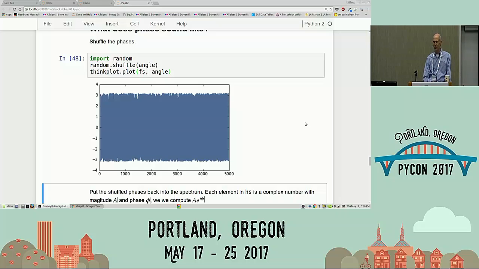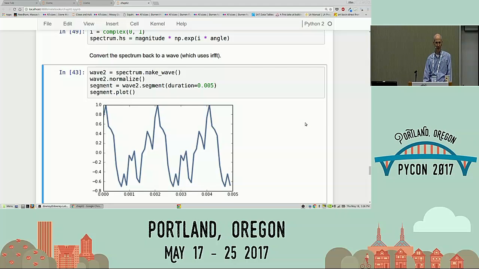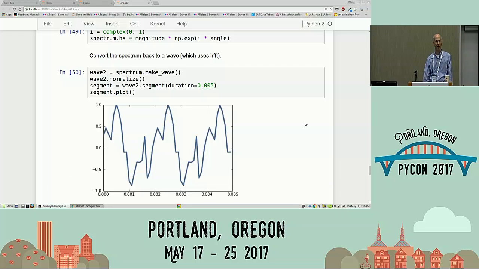So I used random.shuffle to just take all those phases and move them around between frequency components. So if anything's going to mess up this sound, that ought to do it. And if you now take that spectrum and convert it back into a wave, it looks like this. And now every time you run it, you're going to see a different random-looking waveform. This looks visually very different from that sawtooth that we started.